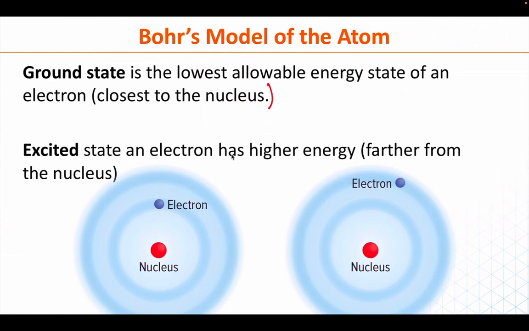excited state. So ground state is when the electron is as close as possible to the nucleus because it has less energy. And then excited state is when the electron has absorbed some energy and moved to any higher energy level.